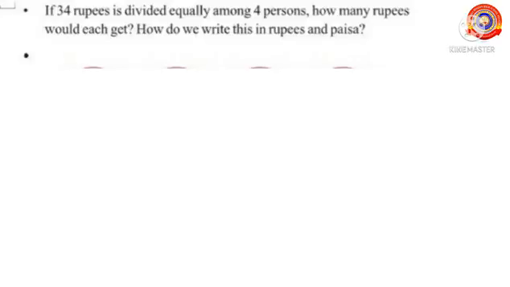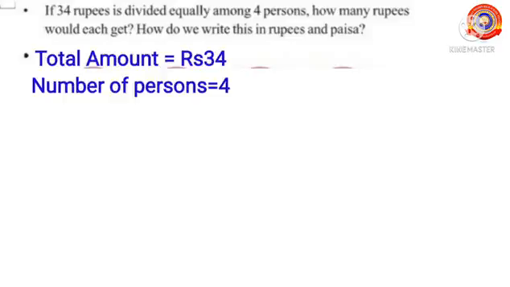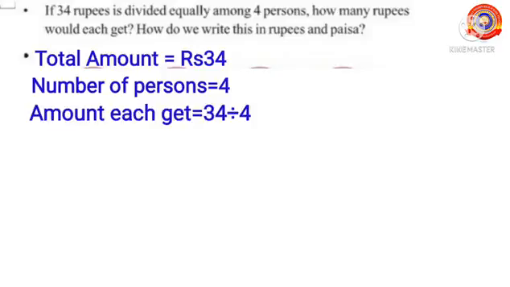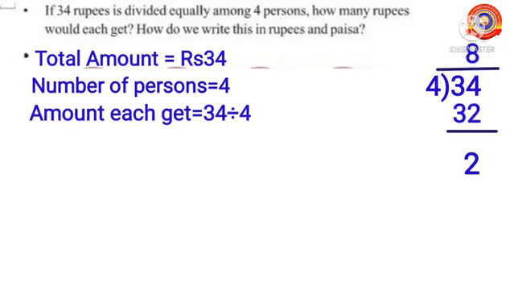See this question. If 34 rupees is divided equally among 4 persons, how many rupees would each get? How do we write this in rupees and paisa? Total amount equals 34 rupees. Number of persons equals 4. This 34 rupees is to be divided equally among 4 persons. So amount each gets equals 34 divided by 4. This is possible only up to 8 times. Therefore, the remainder will be 2.